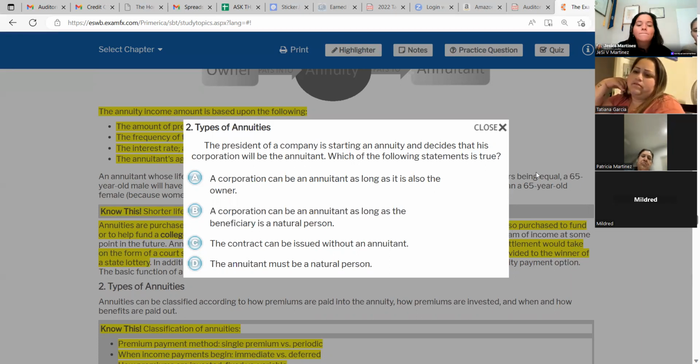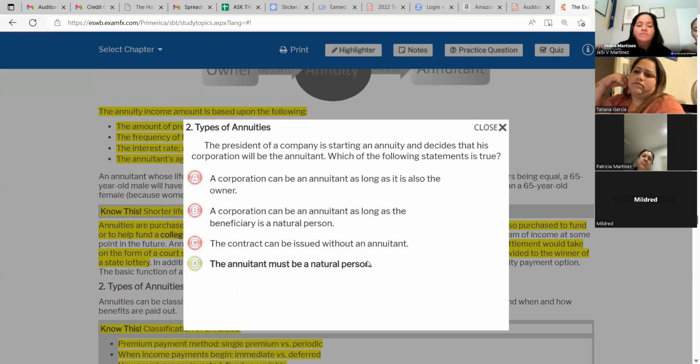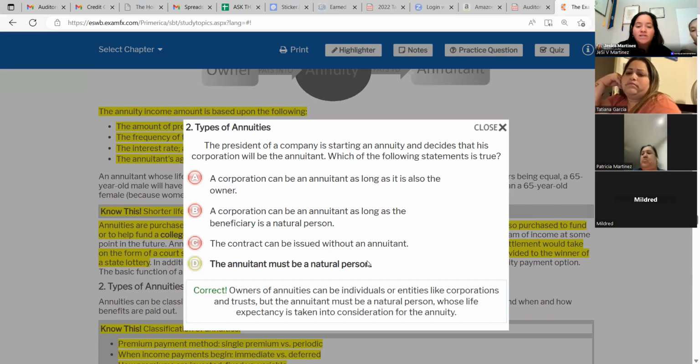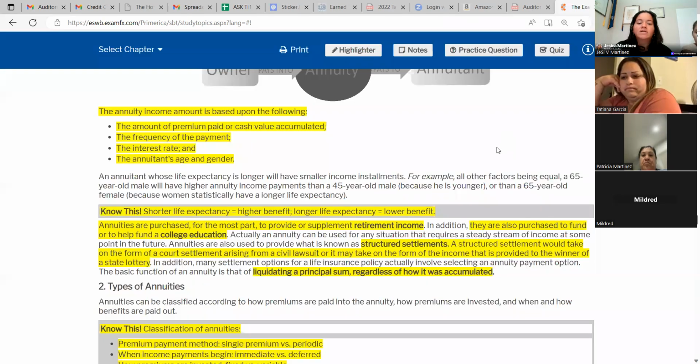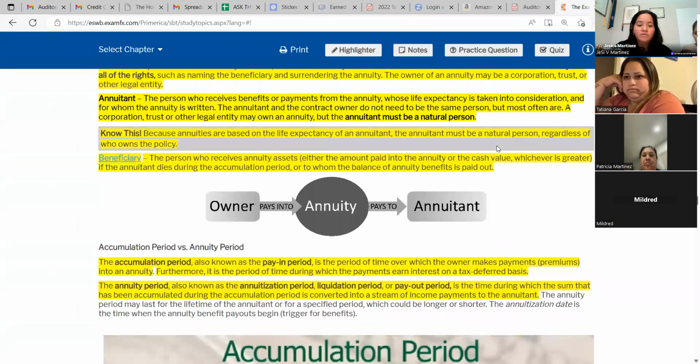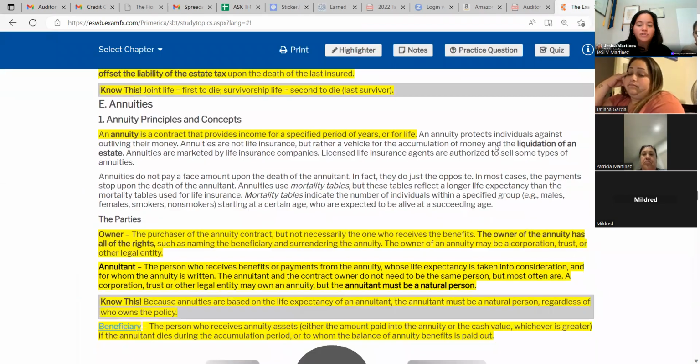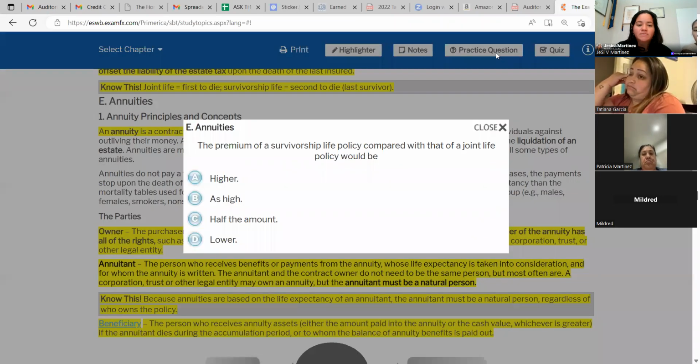D. So the annuitant is the one that we're calculating the life expectancy from in order to get these numbers and calculations. So it must be a natural person. The corporation can be the owner of it, that's for sure, but it cannot be the annuitant.